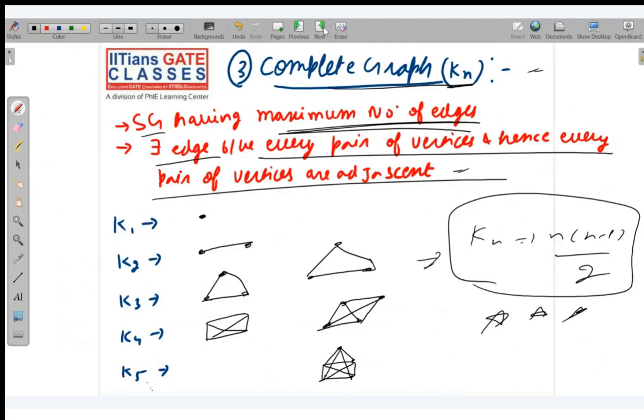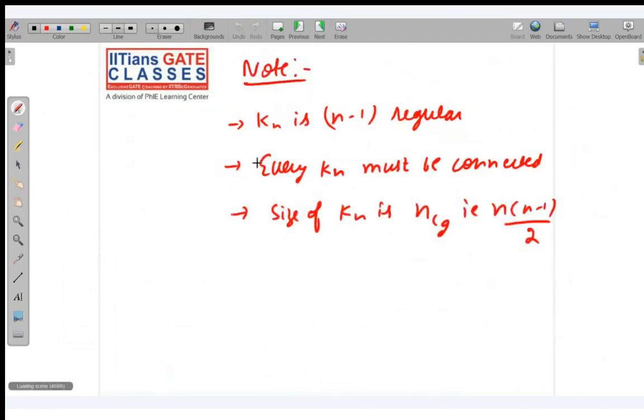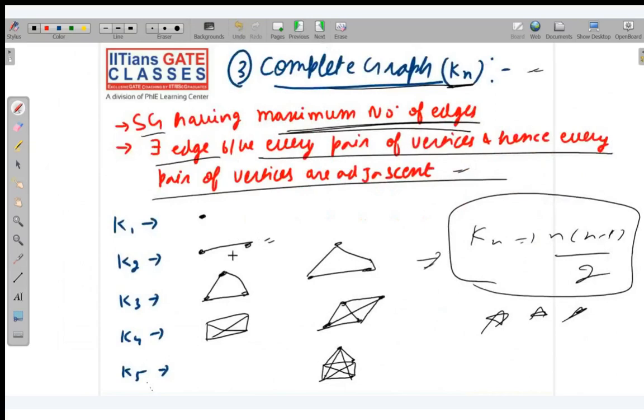Note these very important points for this graph. Kn is n minus 1 regular. I think I have told you in previous slides also. K2 is 1 regular, K3 is 2 regular, K4 is 3 regular, K5 is 4 regular. You can check it yourself. K1 is 0 regular, and K1 is nothing but your phi of 1.